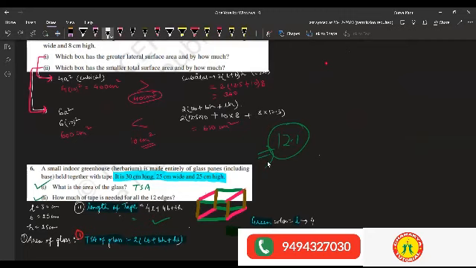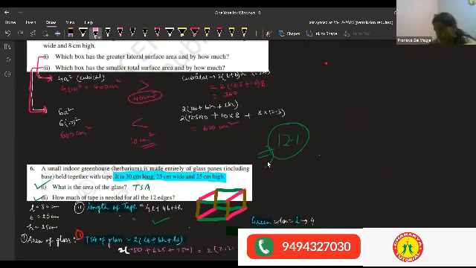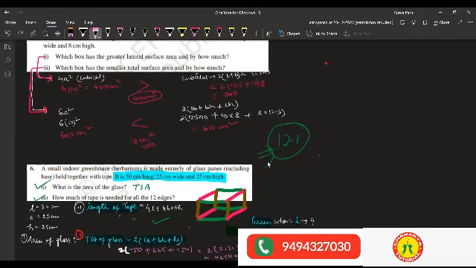So TSA, if you check, 2LB is nothing but 30 into 25, that is 750. Plus BH, 625. Plus LH, that is 25 into 30, again 750. 750, 750, 1500. Then 2000, 2125, no? 2125 into 2 is 4250. What is it? Centimeter square. This is the final answer.